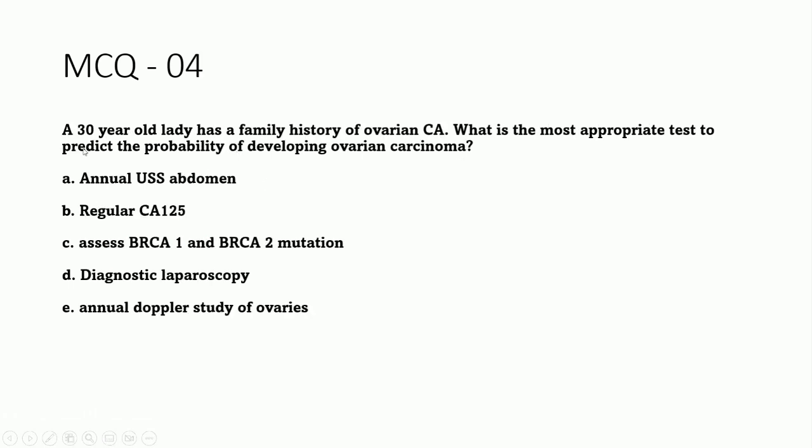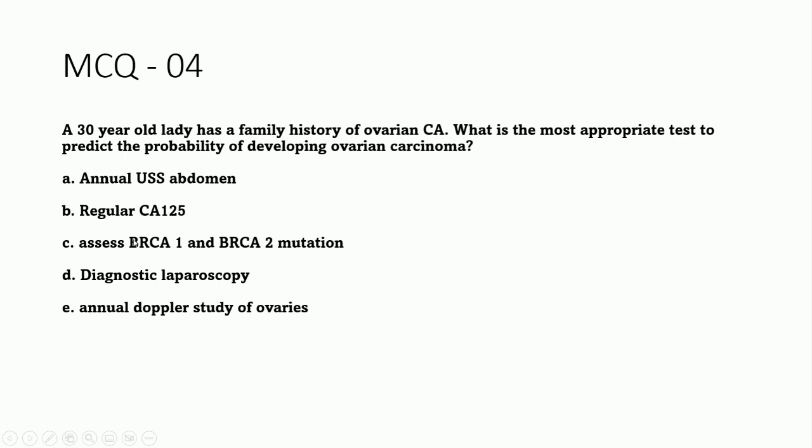Okay, the next one, a 30-year-old premenopausal woman has a family history of ovarian cancer. What is the most appropriate test to predict the probability of developing ovarian cancer? So just look at the answers. Annual ultrasound scan: there is no system anywhere to do an annual ultrasound scan to find ovarian cancer. So that is false. Regular CA125, no, we can't do that because we do CA125 only if we suspect ovarian cancer. To predict ovarian cancer, we can't do that.